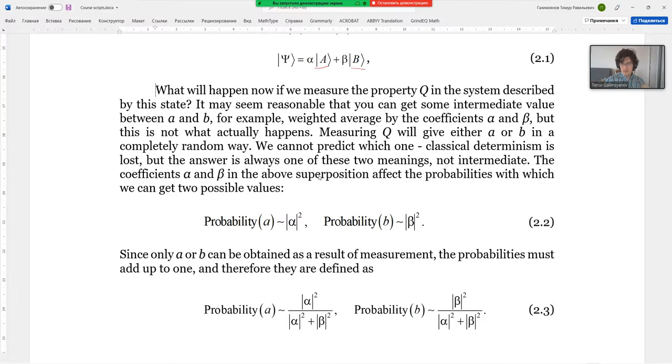In that case, the probabilities should satisfy the normalization condition, equal to one. So the total probability should equal one, because you should measure something, either A or B. There are no other possibilities.